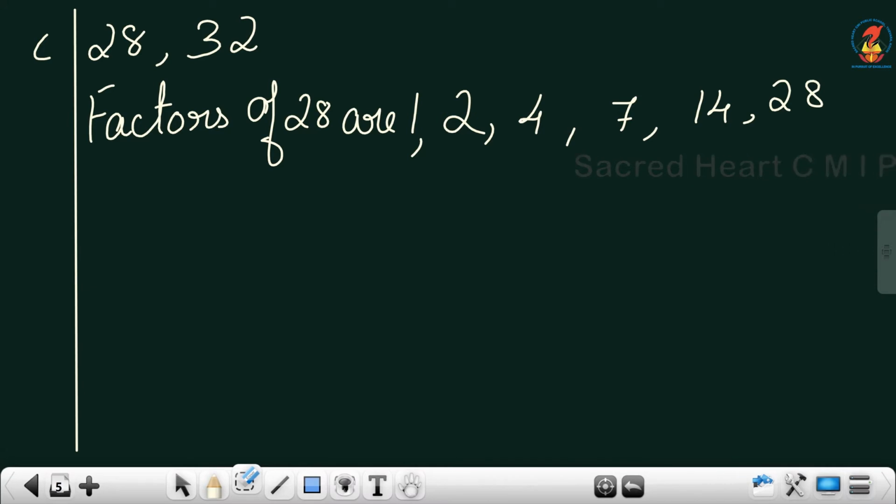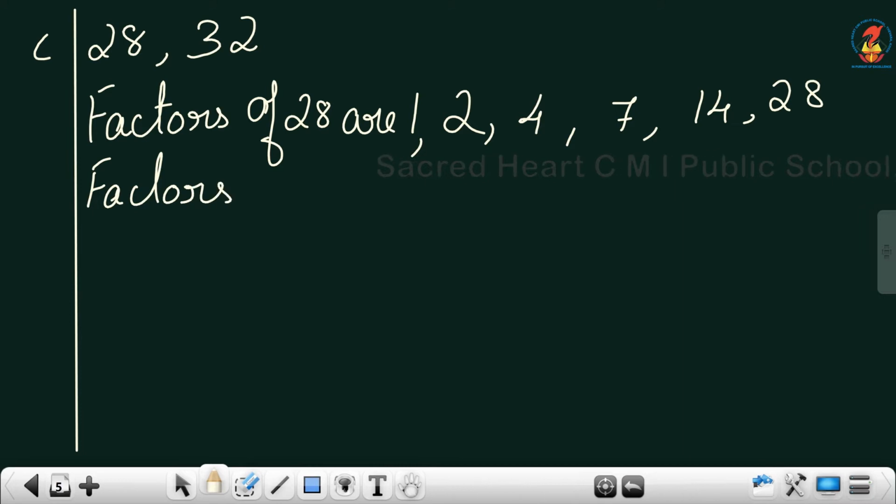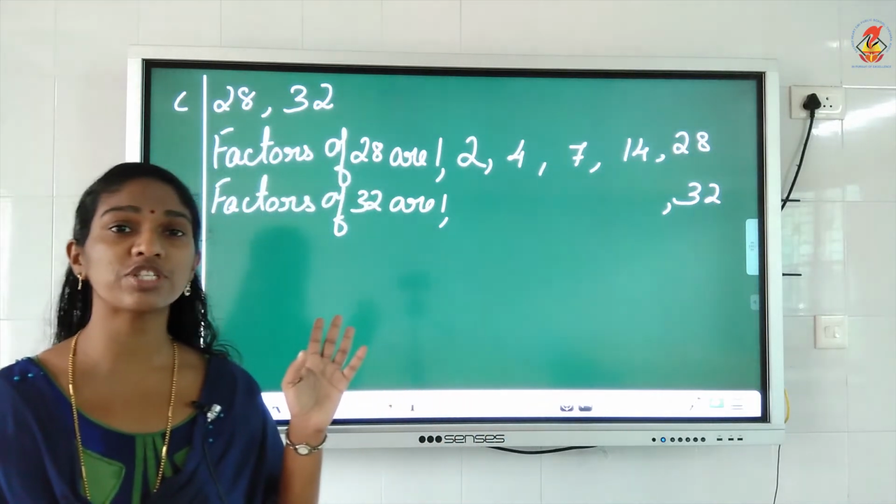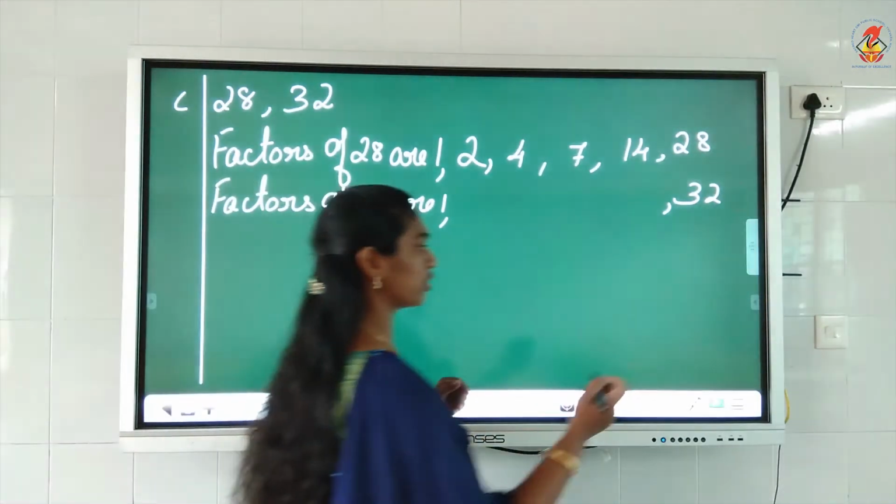Now, factors of 32. Factors of 32 are. What are the factors of 32? Again, starting from 1. 1 into 32 is 32. Children, I put a big gap because there will be more factors. Okay? Then, 2 into which number? 32 is an even number. So, surely they are in 2's table. 2 into which number? Find out.